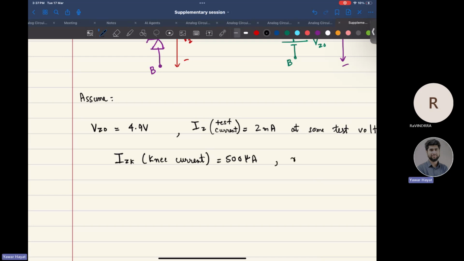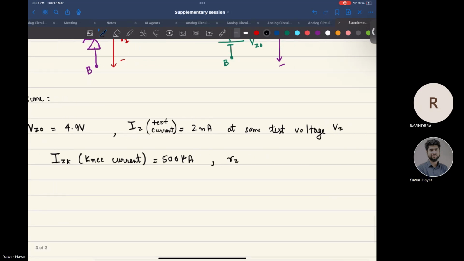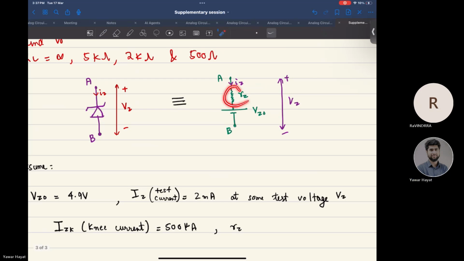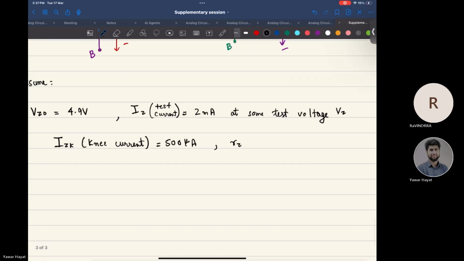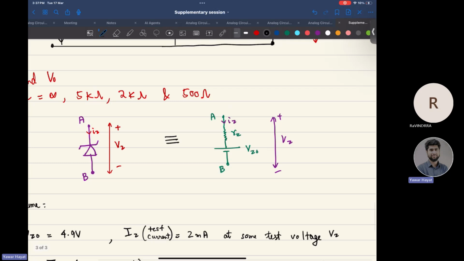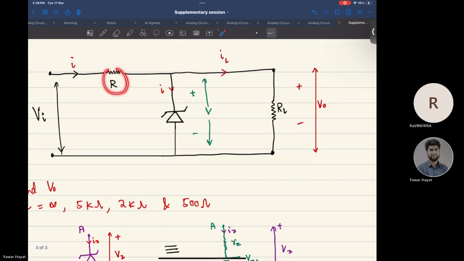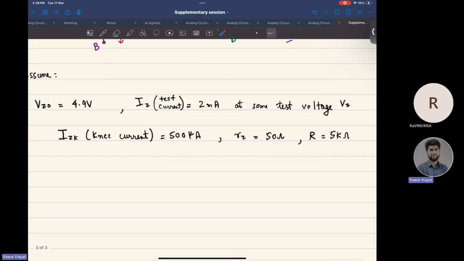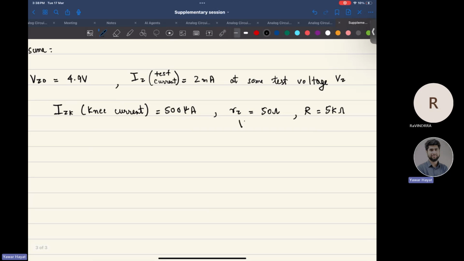Okay. Suppose your RZ, this RZ, the internal resistance, is 50 ohm. And suppose this R is 5 kilo ohm. And also suppose that your VI is 15 volts. Okay.